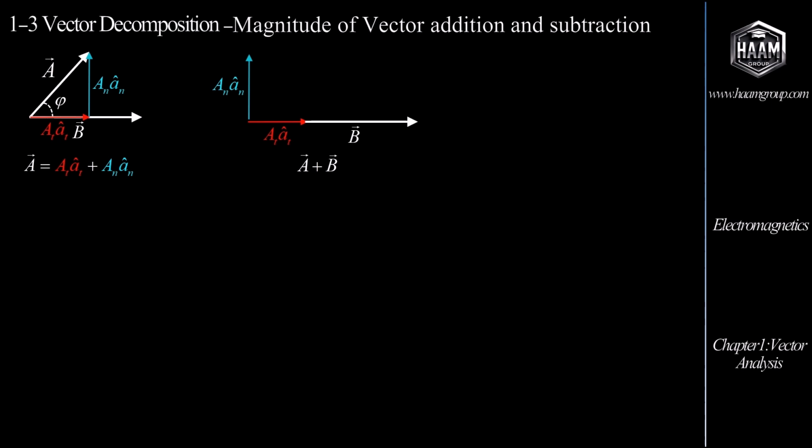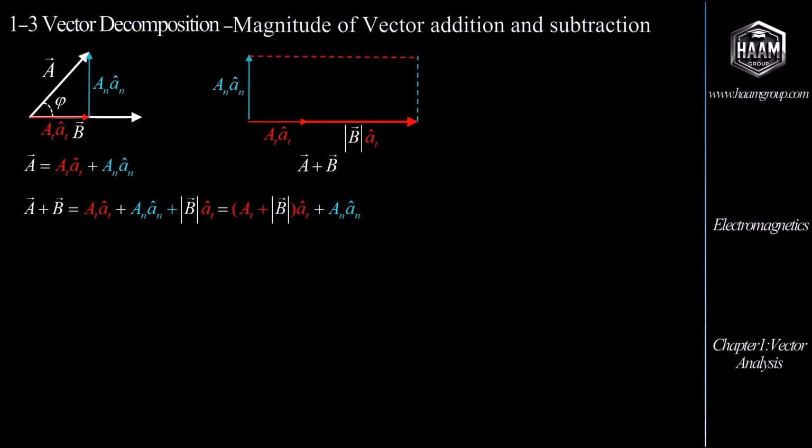Since vector B lies entirely in the tangential direction, it can be expressed as abs B A hat t. Now adding the two vectors gives this. Grouping the tangential terms, we obtain this equation. The tangential and normal components are perpendicular to each other, so they form a right triangle.